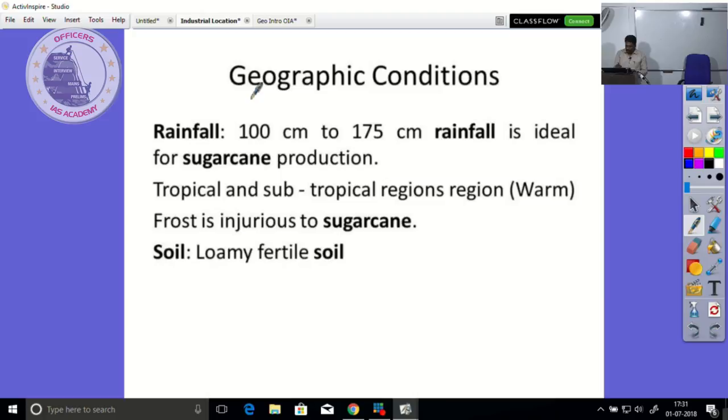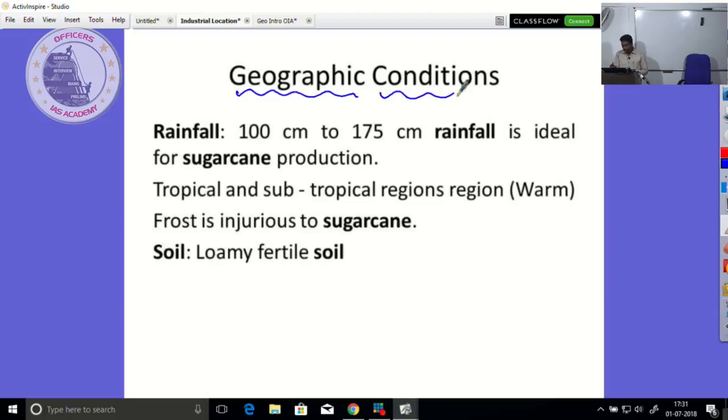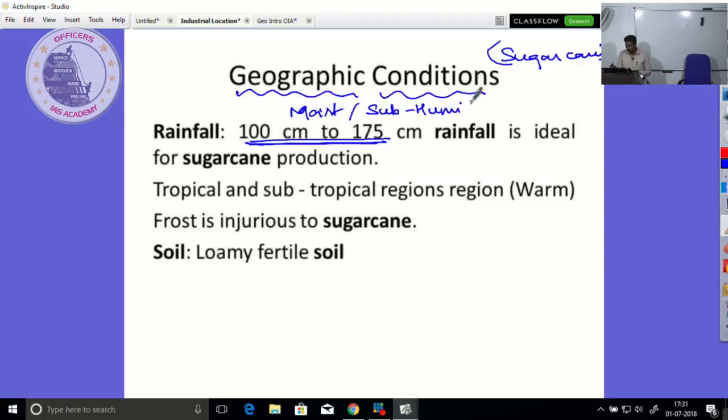When I talk about the geographical conditions needed for sugarcane, a moderate rainfall is needed, somewhere between 100 to 175 centimeters. A moist or sub-humid type of climate is ideal for sugarcane production.